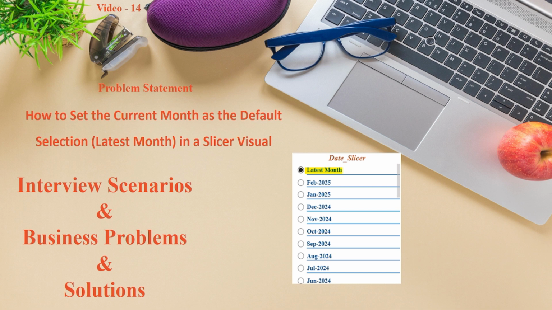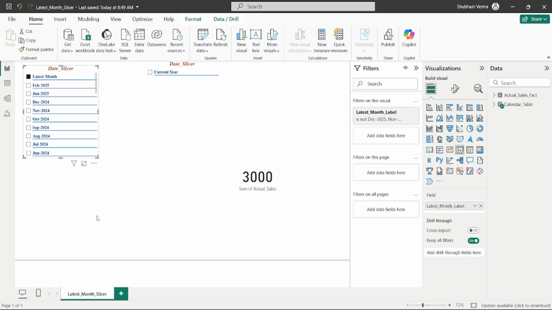So now let's understand, guys, how we designed this requirement in Power BI. Let's jump into the Power BI desktop screen. Here you can see this requirement is already created. The latest month is already selected and here I can display the sales of the latest month. You can also design this date slicer as per the current year. So in today's tutorial, we will learn how we can create both the slicers.